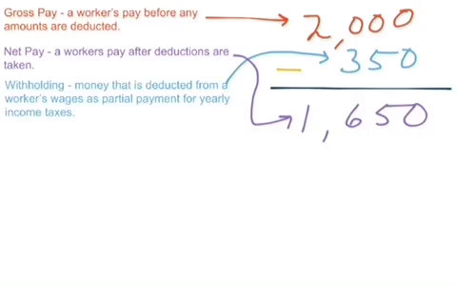So if you make $2,000 a month, your real take home, the amount of money you get to put in the bank, is not $2,000. It's going to be less than that. It's going to be $1,650. So that's net pay, and it's important to know these terms, especially as you move on and start thinking about jobs and careers and the way salaries work.